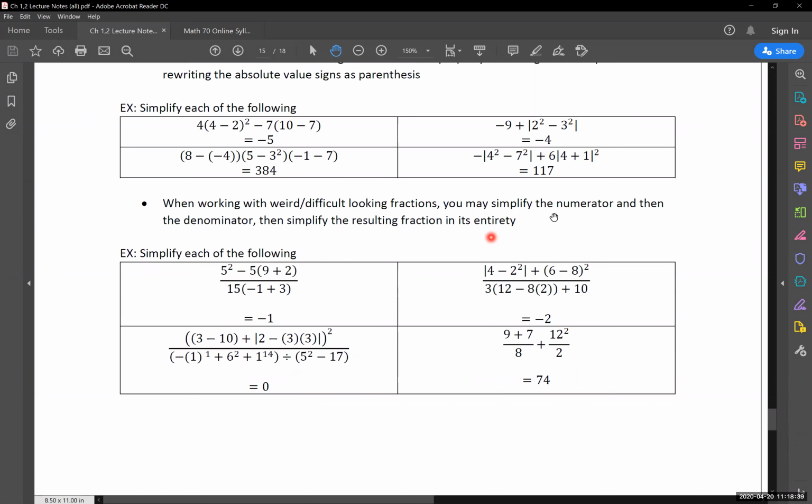So when you're working with those, you may simplify the numerator and then the denominator, and then simplify the resulting fraction in its entirety. Essentially, we take a look at this and say, okay, I don't want to work with this as one big, giant, gross fraction. So I'm just going to simplify the numerator on its own, and then I'll look at the denominator and simplify that on its own. Then I'll have just a number up top, a number down below, and I'll deal with the resulting overall fraction at that point. So you can work with it that way.